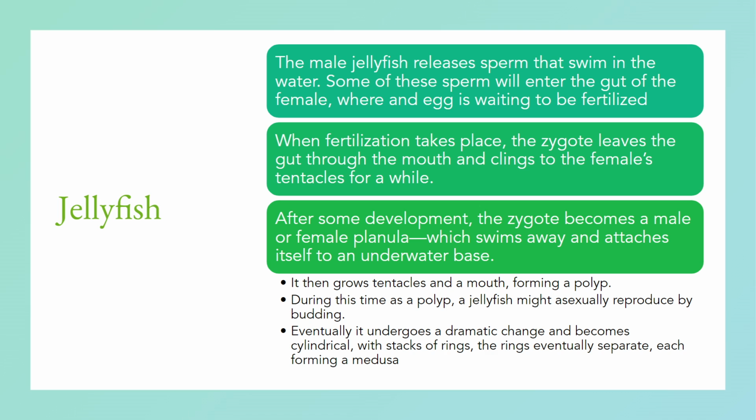And after some development, the zygote that was clinging to the female's tentacles will become either a male or female planula, essentially an early polyp jellyfish, that will swim away and attach itself to some type of underwater base or substrate. It will slowly grow into something bigger, something that resembles the polyp form of a jellyfish, and this polyp form could asexually reproduce then by budding. Doesn't always, but it would eventually undergo a very dramatic shift from this kind of polyp column-shaped structure to something that becomes very cylindrical with stacked rings. And then these rings eventually separate, with each ring becoming a free-swimming medusa.